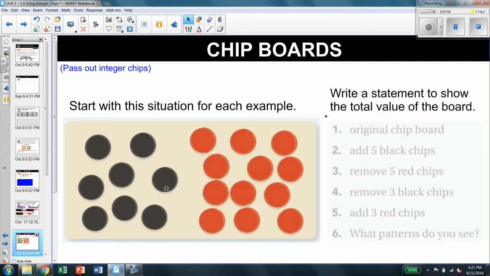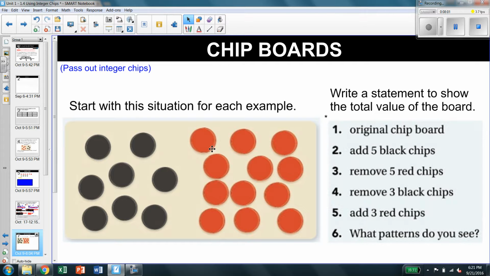So we have some situations. We're given this chipboard and that's all we know, right? It's got 8 positives and it's got 12 negatives. Original chipboard. So what is this situation? Well, I have 8 positives and I have 12 negatives, and I'm going to put these in parentheses.